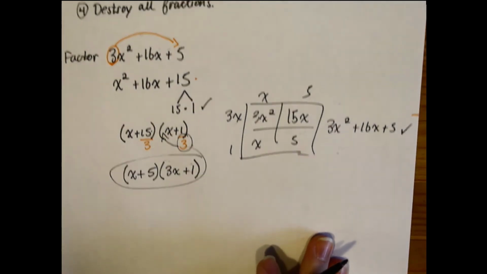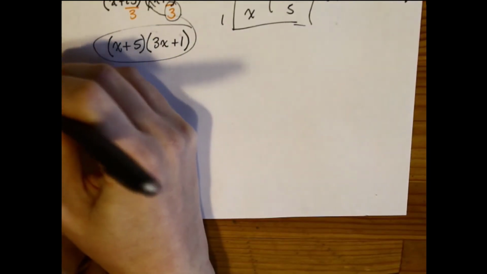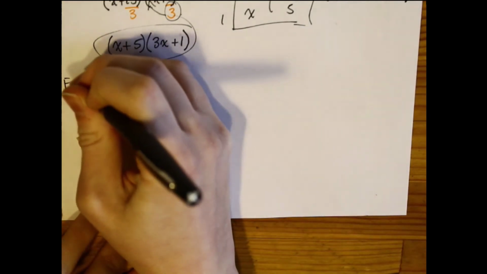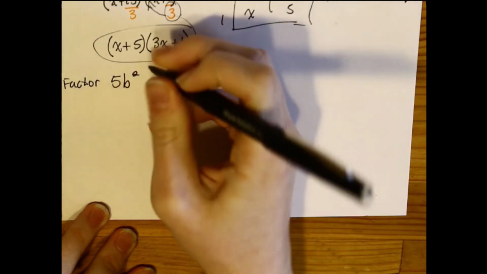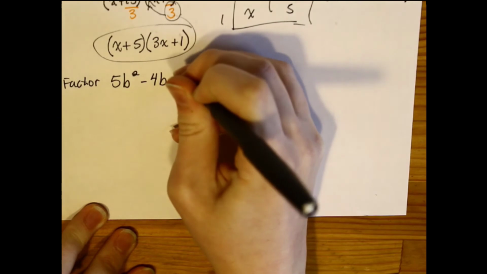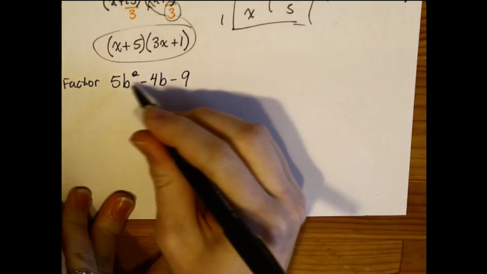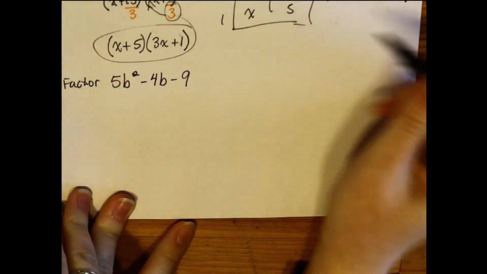So let's see, example. Let's factor 5b squared minus 4b minus 9. Now, do you think that I will be able to maintain these being b's and not turn them into x's? We'll see.